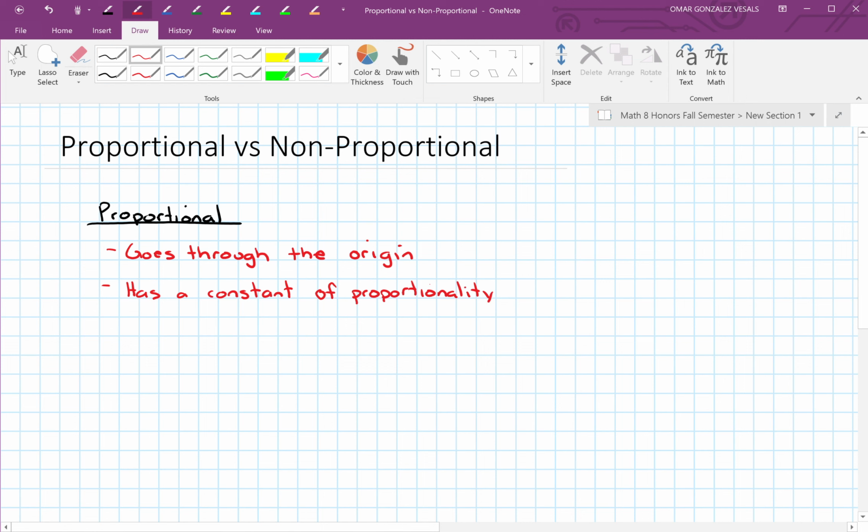What do you guys remember what I mean by that? Constant of proportionality? K equals what? K equals y over x, right? That's constant of proportionality, which is very similar to what? Y equals mx plus b, but very similar to which variable? The m, which stands for slope, right?